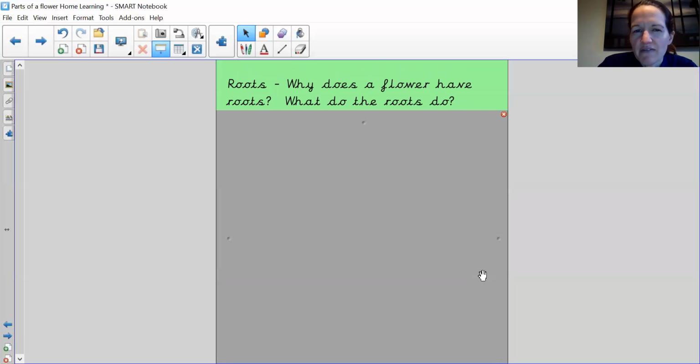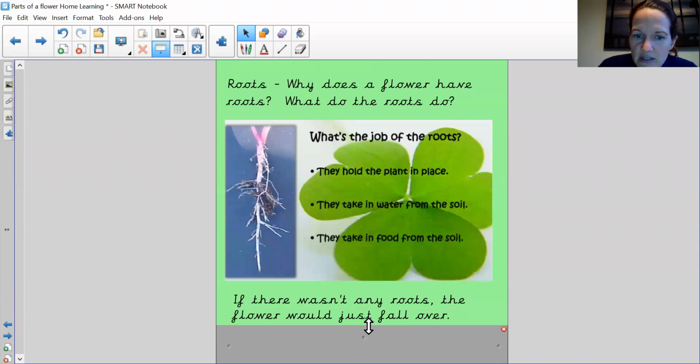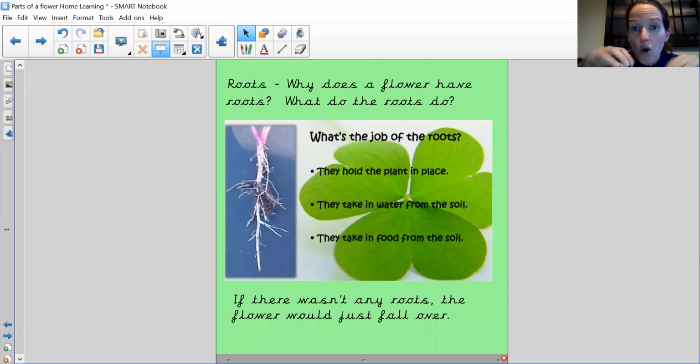Now the last part of our flower, roots. Why does a flower have roots? What do the roots do? If we think about those 5 factors of every plant that needs to grow, we said it had to have space. So do you remember, we need space when we do our plant because the roots, they hold the plant in place, they take in water from the soil, and they take in food from the soil.